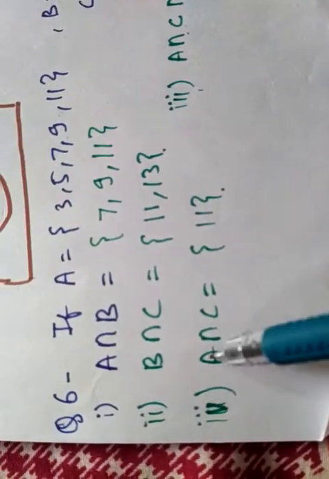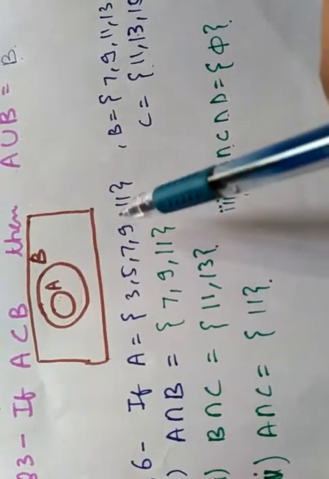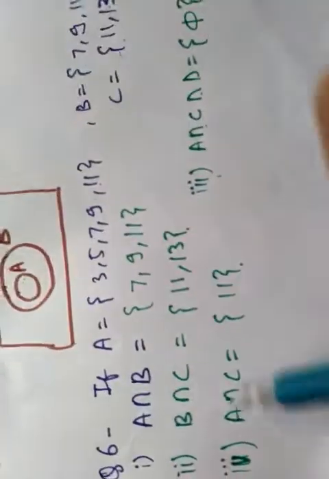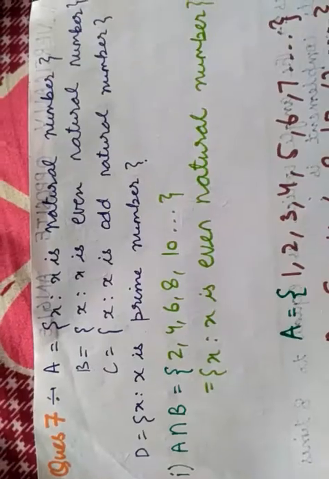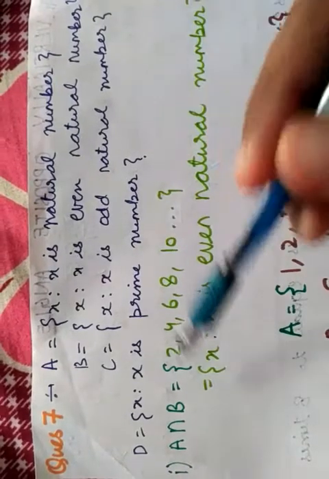And the fourth one is A intersection C. So this is the set A and this is the set C. We can see that the common element here is 11. So A intersection C will come out to be 11. In question number 7 from your exercise, 4 sets are given to you.